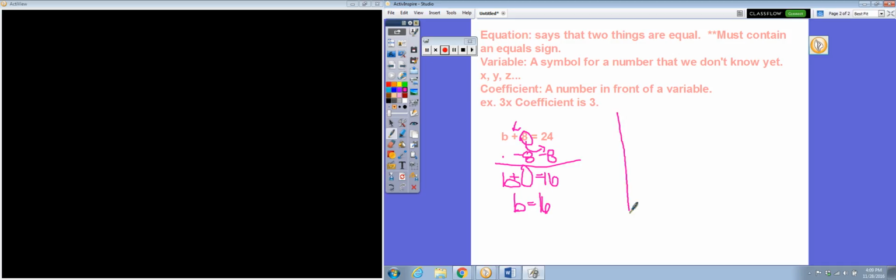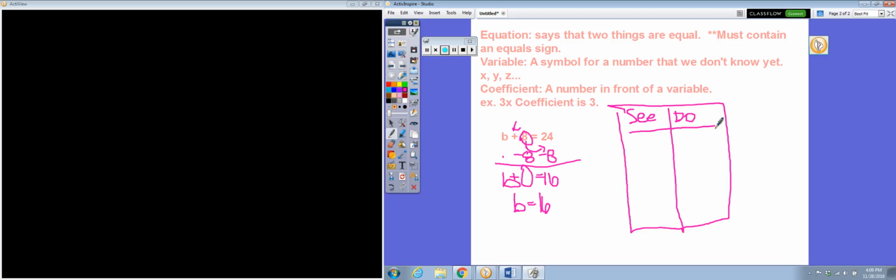Okay, so I want you to make this table somewhere that you're going to remember it. This is the see side, and this is the do. So if I see addition, I'm going to do the opposite, which is subtraction. If I see subtraction, I'm going to do the opposite, which is addition. If I see multiplication, which means a number next to a variable like 3x, I'm going to do division. And then if I see division, I'm going to do multiplication. So that's your see-do table, and that's what we're going to work with today.